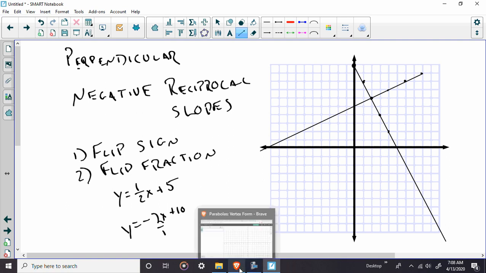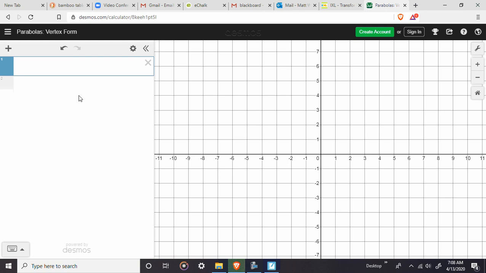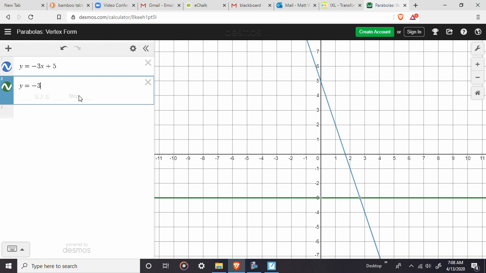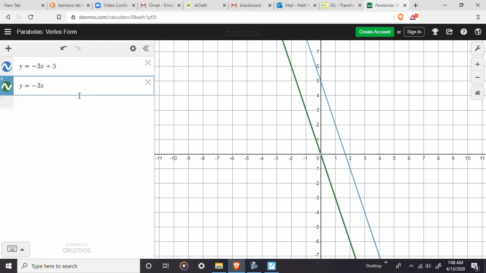Let's give you 2 lines that are parallel. Let's say y is equal to negative 3x plus 5, and let's say y is equal to negative 3x, I don't know, minus 7, right? Parallel lines, for sure. So again, their slopes have to be the same. The y-intercept is the only other thing that can change.